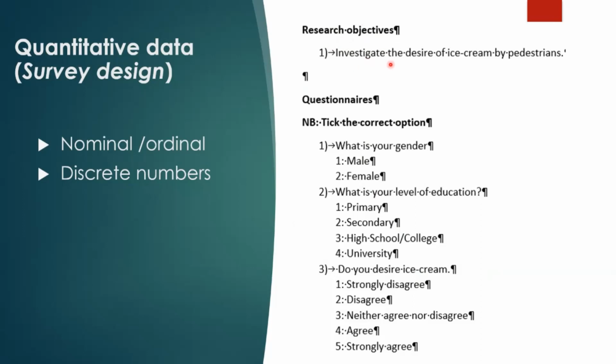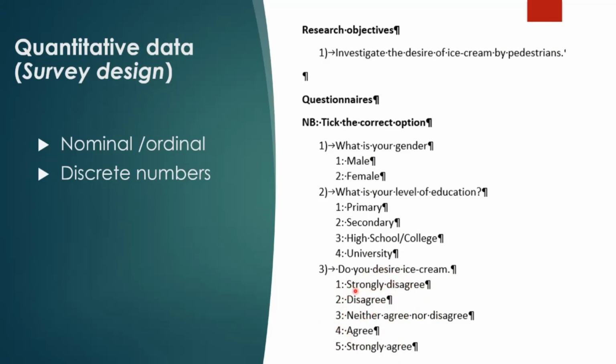So you have a research objective: investigate the desire for ice cream by pedestrians. What are we investigating? We're investigating the desire for ice cream, so this becomes our dependent variable. The pedestrians and their social demographics will automatically be our independent variable. So here they are. What is your gender? What is your level of education? Do you desire ice cream? Strongly agree, strongly disagree. So you can automatically see that this one is an ordinal scale.